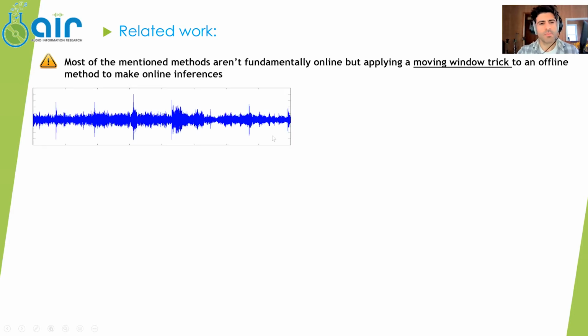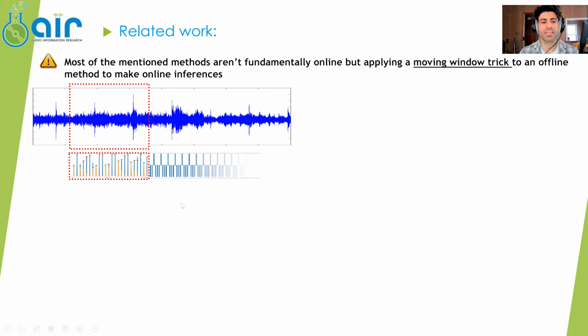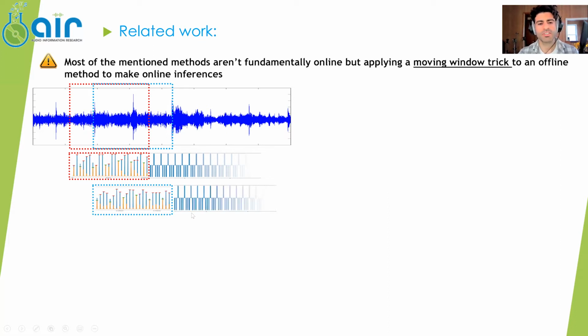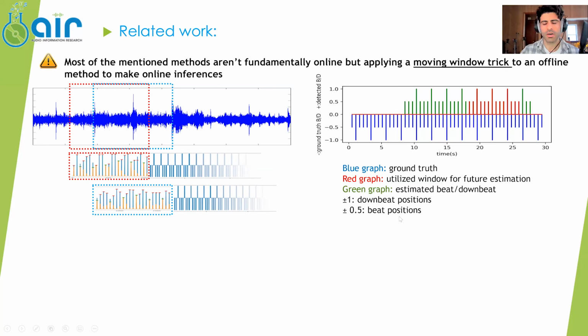So what does it mean? Imagine we have a music signal and we have an offline beat tracking model. So we can easily apply that offline model on a chunk of this signal. And then we can extract the beats within this time. And based on these patterns, we can estimate what will happen next. And we can do the same thing in the next coming time, and again expect what will happen next. On the right-hand side, we have an animation to show how the moving window trick works.